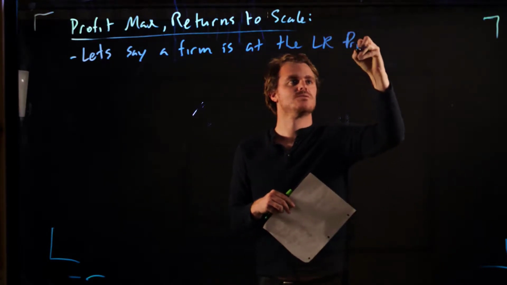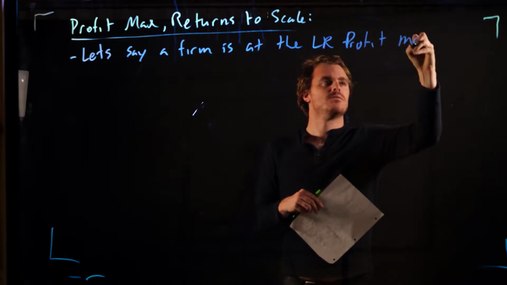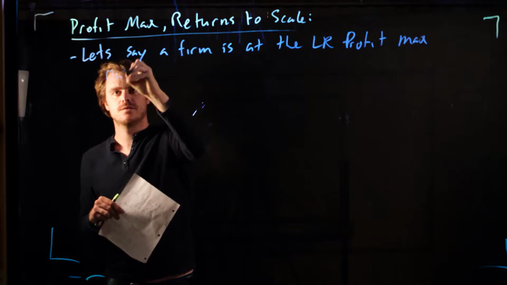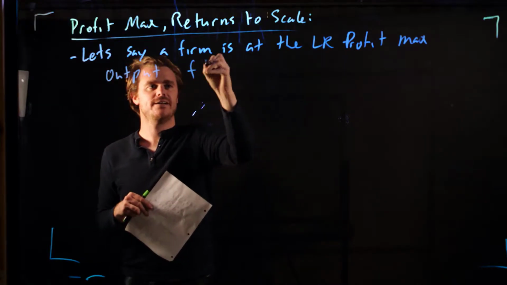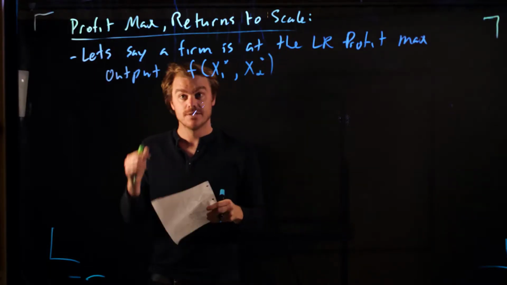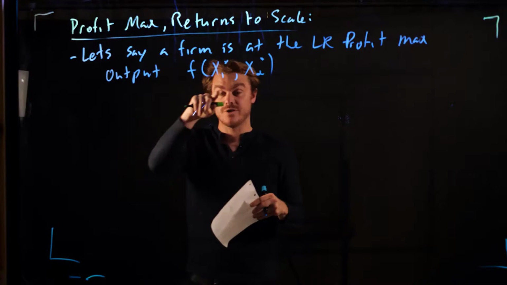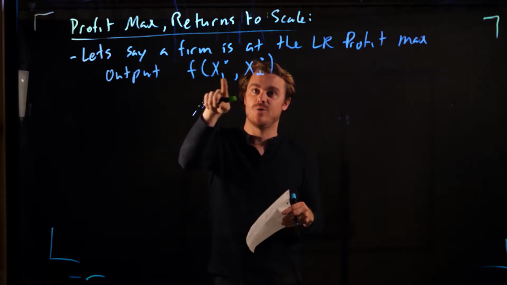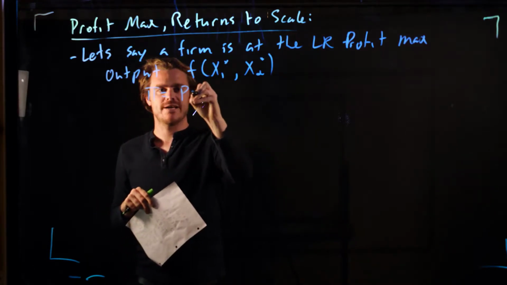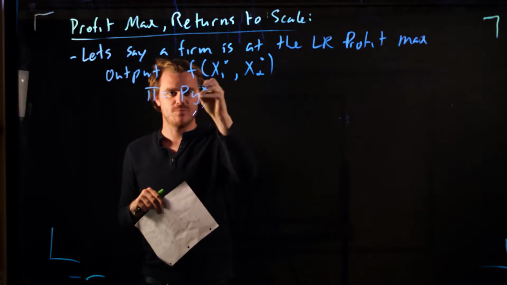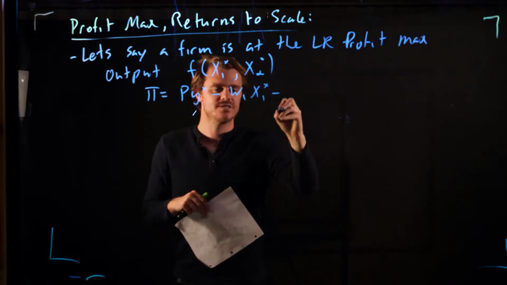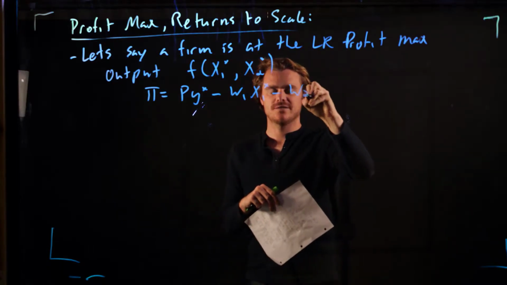profit maximizing output. Let's call it f of x1 star, x2 star. This is the long run profit. We're using the right amount, the optimal amount of input 1 and input 2. And so our profit is going to be price times whatever our optimal output is, minus w1 times x1 star, minus the cost of input 2.